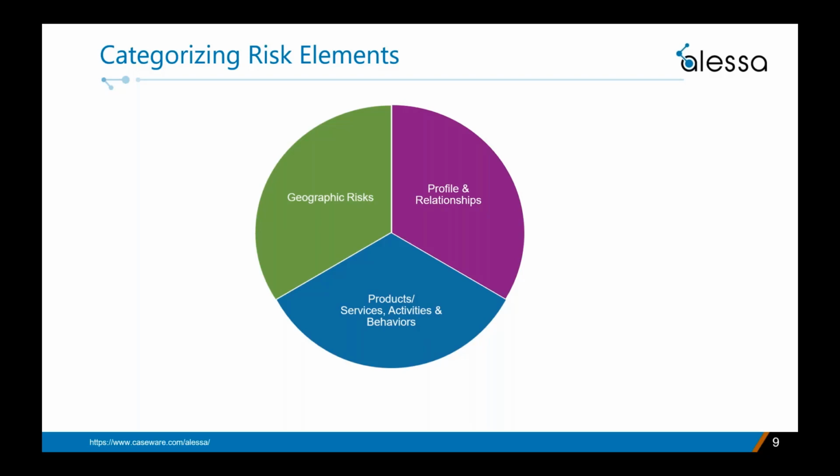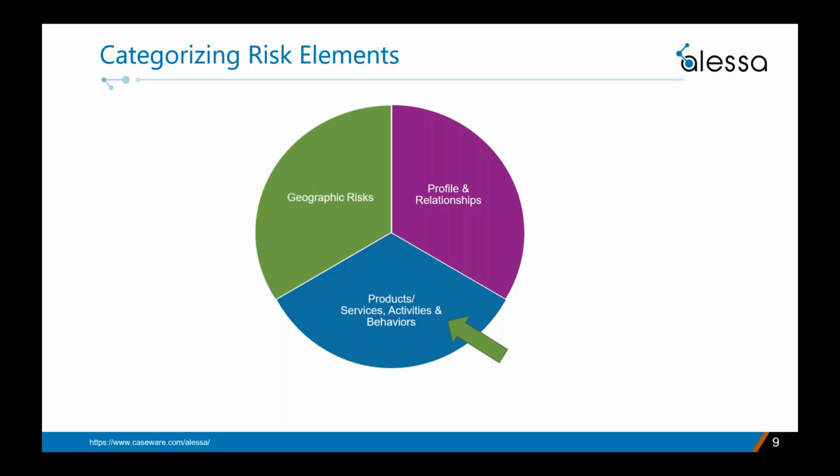The most widely accepted categorizations are what are in this pie chart. In this chart, each risk category appears to have an equal share of the total risk, but that doesn't necessarily have to be the case. The first category is customer profile and relationships, which we explored during the first webinar in our series. These are the risk factors associated with the characteristics of a customer, and especially for a legal entity customer, its relationships to other individuals and other legal entities.